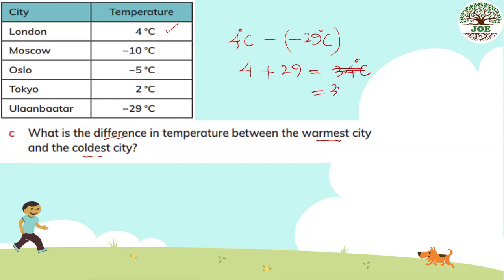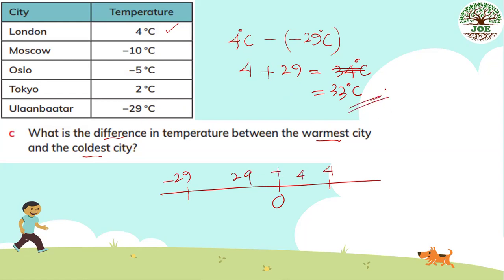It is 33 degrees Celsius on the number line. Here is 0, here is 4, and here is -29. 0 to 29 is 29, 0 to 4 is 4, 29 plus 4 is 33 degrees Celsius. We don't need to add any negative sign.